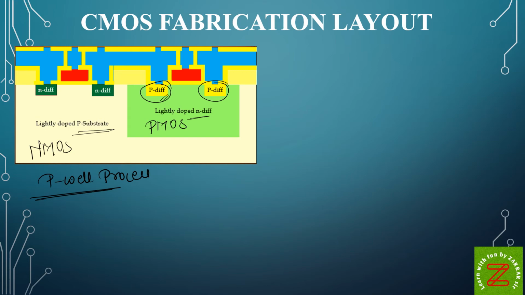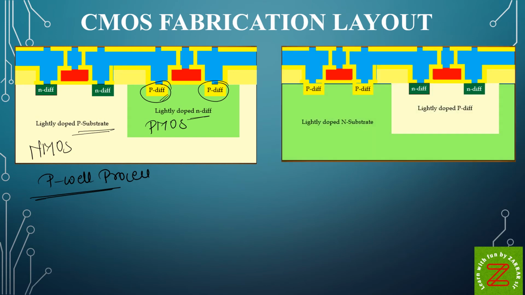Another way of fabricating CMOS is this way, which means we have an N substrate. If we have an N substrate, this is my PMOS, since this is P diffusion over here, and we have N diffusion too, that means this is my NMOS. So inside PMOS we are fabricating NMOS. That means we are creating a well over here. So this is known as the N-well process. So this is my N-well process.